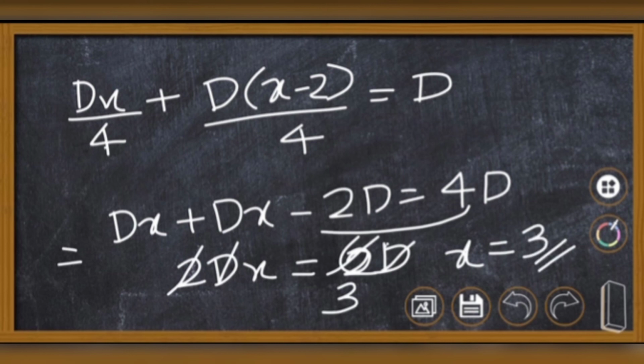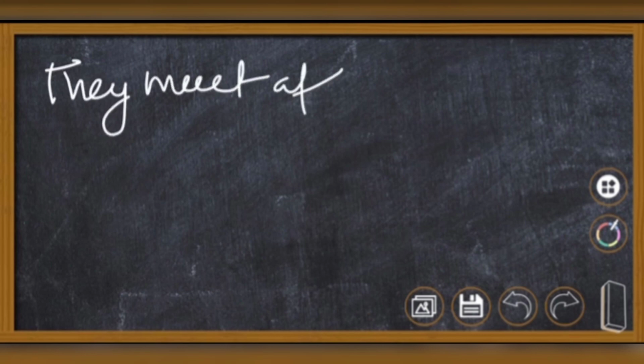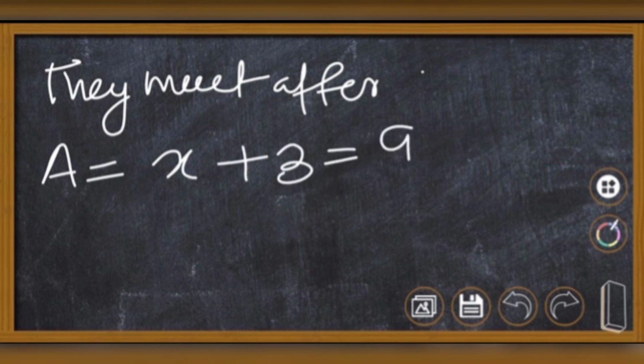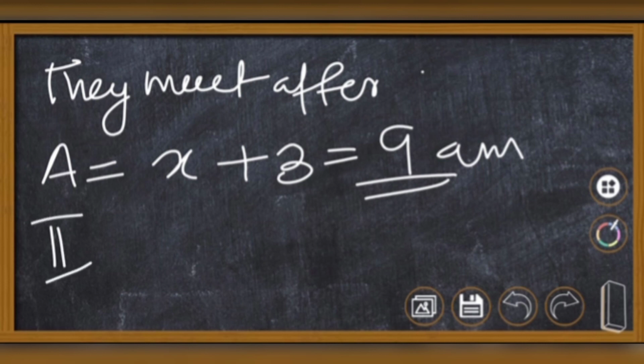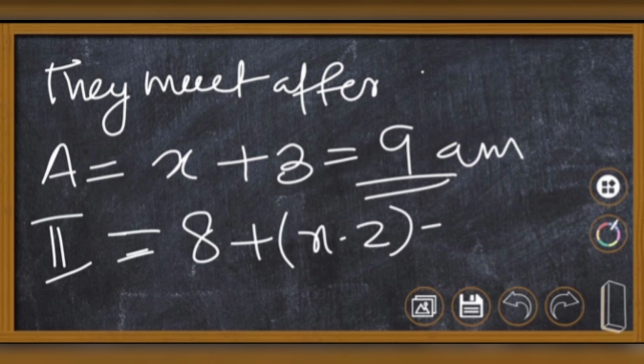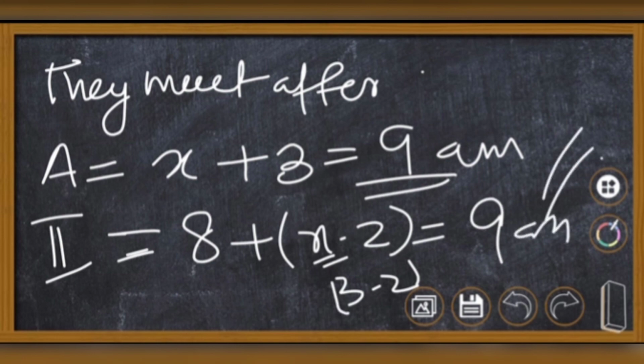If x is equal to 3, we know that after x hours they will meet. The starting time of the first train is 6 am. So after 3 hours they will meet, meaning 6 plus 3, that will be 9 am. What about the second train? 8 plus x minus 2 hours, that is 3 minus 2, that will be 1. So 8 plus 1 is equal to 9 am. Okay, at 9 am they will meet. So that is the answer.